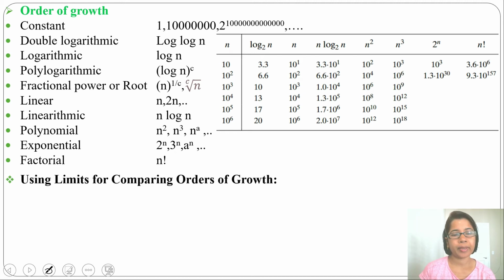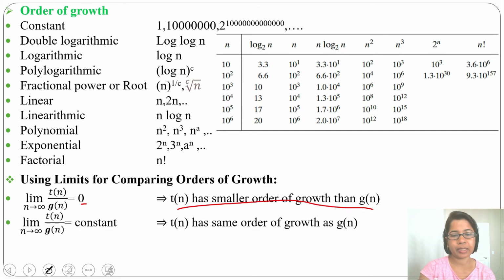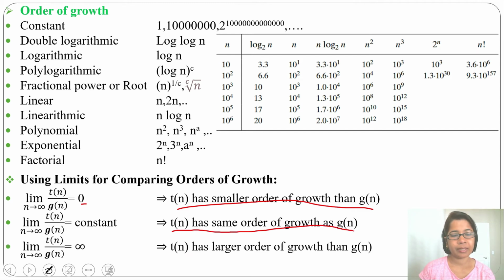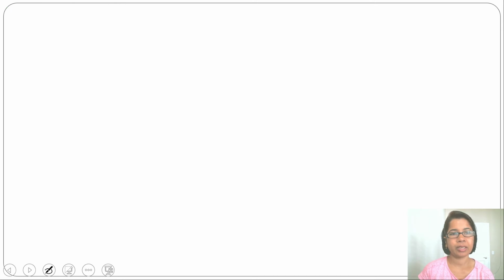Suppose you want to compare two functions, one is t(n), another is g(n). Then take the limit as n tends to infinity of t(n) divided by g(n). If this value equals 0, then t(n) has a smaller order of growth than g(n). If this value equals a constant, then t(n) has the same order of growth as g(n). If this value is infinite, then t(n) has a larger order of growth than g(n). Let me check two functions by using the limit.